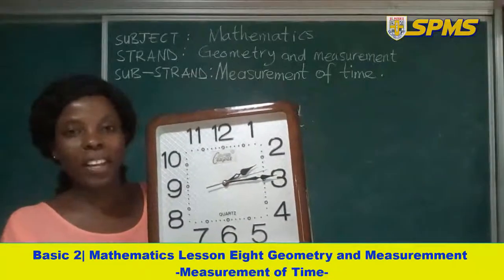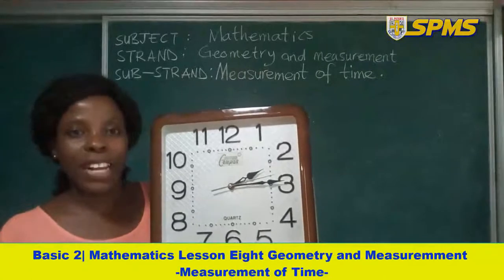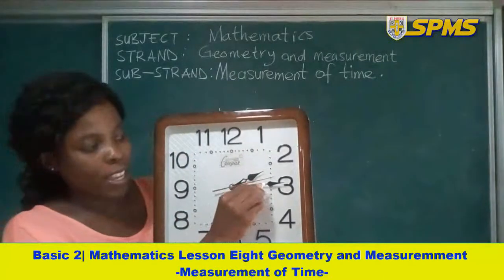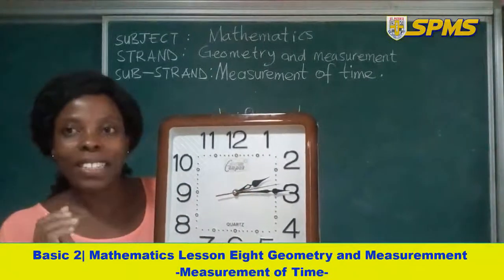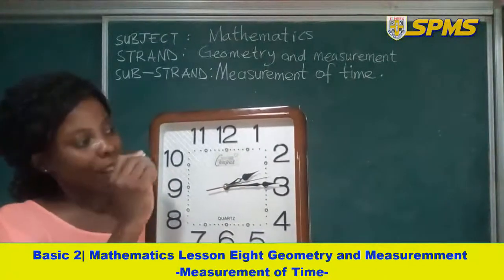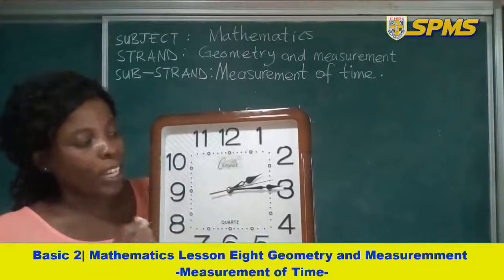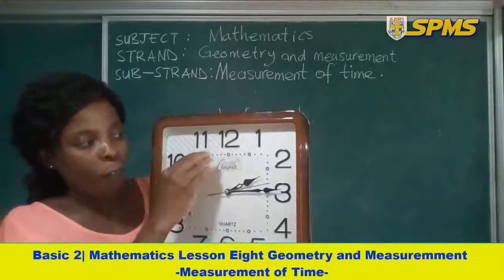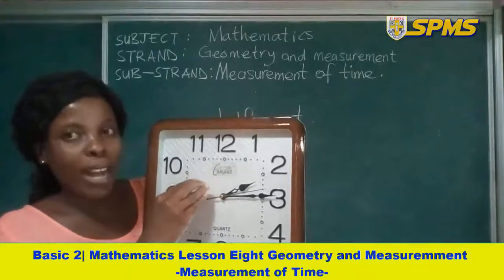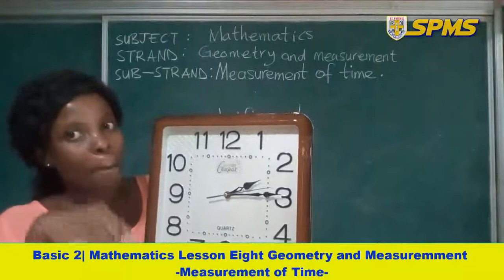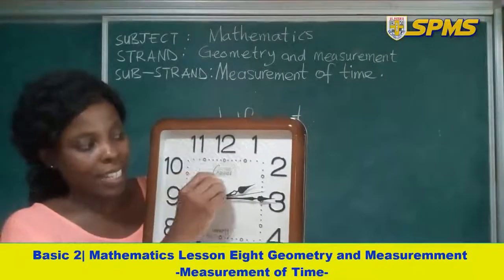So children, we have established the fact that when the minute hand moves from 12 to 3, 15 minutes is past. So it is a quarter. That is when the face of the clock is divided into 4, 15 minutes is 1/4. That is why we say quarter. It is past.